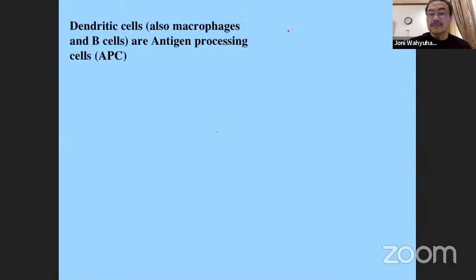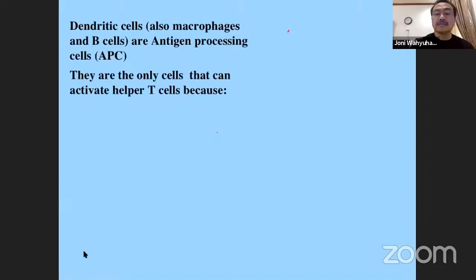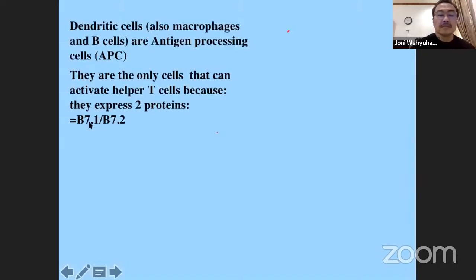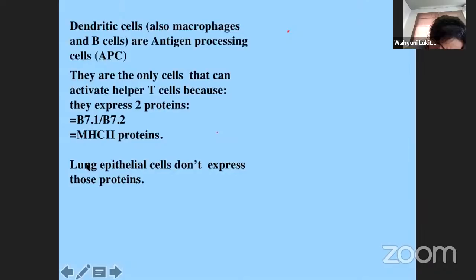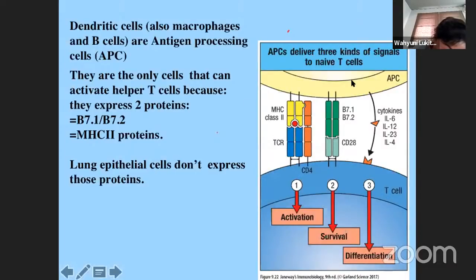So why do you need dendritic cell? Well, dendritic cells are very special. Also macrophage and B cell. Immunologists call these antigen presenting cells. They're special because they express two proteins. One is called B7, B7-1 and B7-2. Well, this is two, but we call it one protein. The other one is called MHC2 protein. Okay? So these two proteins are special because most cells don't have them. Like lung epithelial cells just don't have these proteins at all. And because they don't have these proteins, they cannot activate the T cell. Okay, so APCs can activate the T cell.